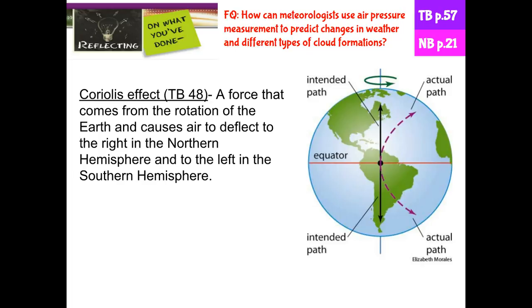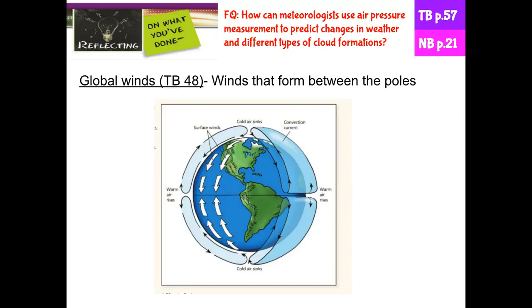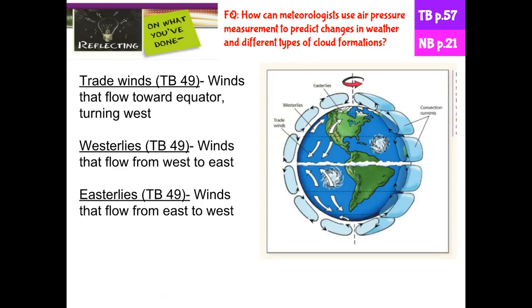Sorry about that. The Coriolis effect is a force that comes from the rotation of the Earth and causes air to deflect to the right in the northern hemisphere and to the left in the southern hemisphere. Global winds are winds that form between the poles. Trade winds are winds that flow towards the equator turning west. Westerlies are winds that flow from west to east, and easterlies are winds that flow from east to west.